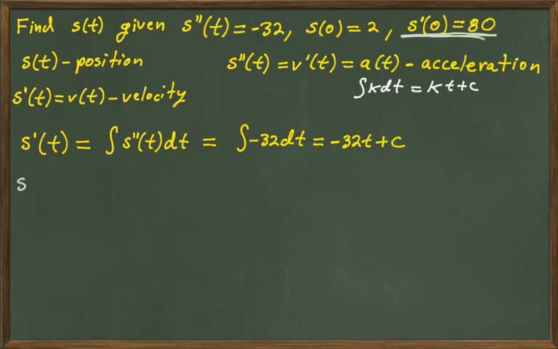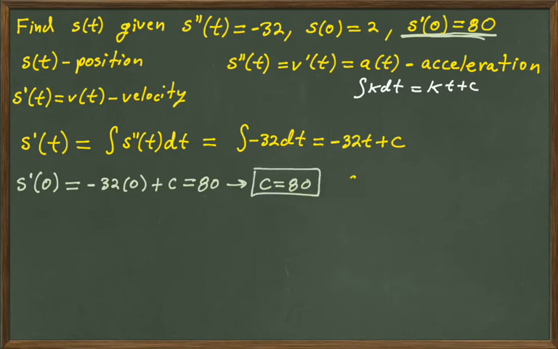Now you're going to use your initial velocity to find what particular c we're interested in. So this is going to give us what c is. s prime of 0, we're going to plug that in. It's going to be negative 32 times 0 plus the constant of integration c. And the initial velocity was equal to 80. Well, that's just going to tell us that c is equal to 80. And so we now have our velocity function of negative 32t plus 80. And so this will tell us what the velocity is, for example, of our rocket at various points in time.